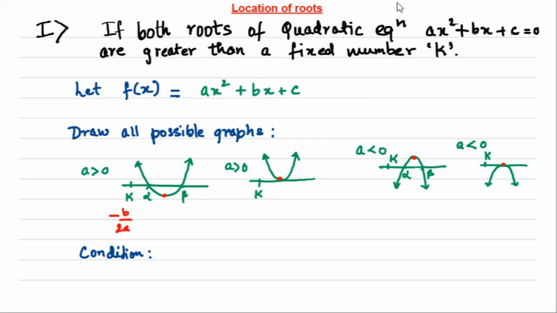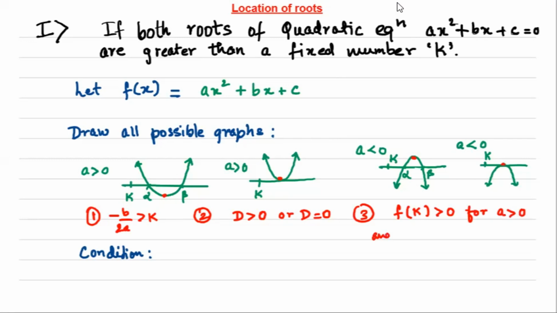Minus b by 2a is greater than k. This is true for all. Then the second condition: what we see here is that the discriminant is either greater than 0 or equal to 0, isn't it? And thirdly, we had seen that f of k is greater than 0 for the first two graphs when a is greater than 0, and f of k is less than 0 for a less than 0 in the second two graphs.